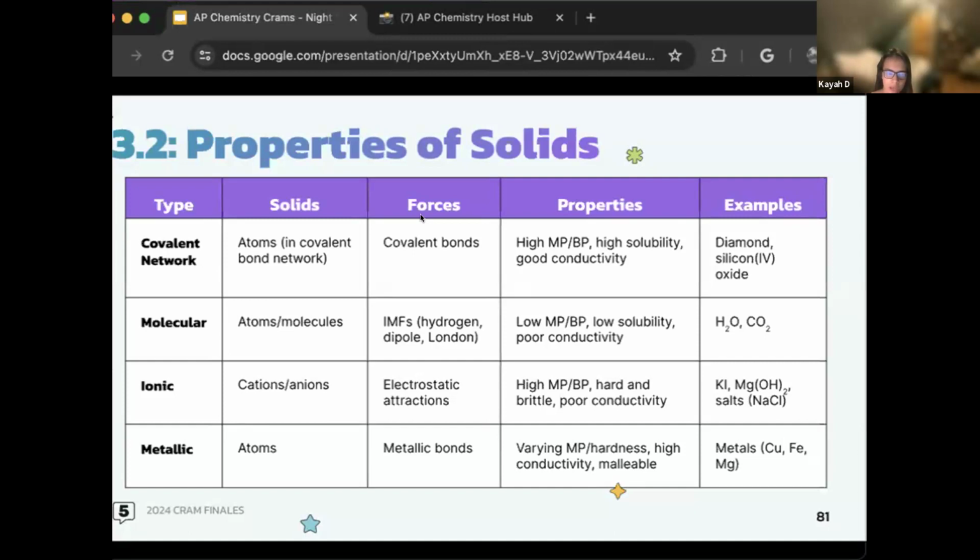And then for metallic solids, they're atoms held together by metallic bonds. The properties of these are that they have varying melting points and hardnesses. Since they're varying, they're not as likely to ask you about the melting point or hardness of these, but they do know that they're varying. But they generally have high conductivity and they're very malleable. If you think of a metal, you know that they're conductive. We have metals like copper or iron in our chargers, which allow our phones to charge. And similarly, they're very malleable. Back to that charger example, chargers are very flexible with the different metals that they have inside them. So they're malleable.